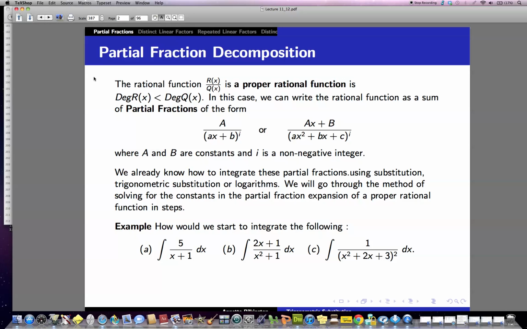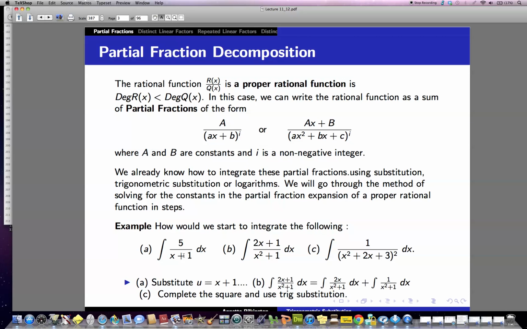You could integrate the first one using the substitution u equals x plus 1, and then it becomes a logarithm. The second one you could break up into 2 parts, 2x over x squared plus 1, and 1 over x squared plus 1. And this, of course, you use tan inverse. For the third one, you might complete the square and then use a trig substitution. So the moral of the story is that for any proper rational function, we can break it up into a partial fractions decomposition, and we can integrate these partial fractions using techniques that we've studied before.